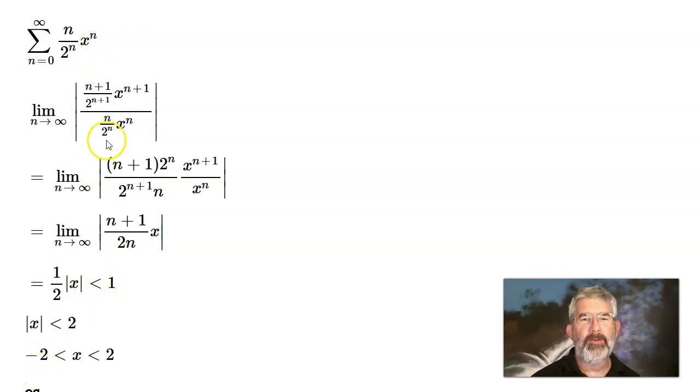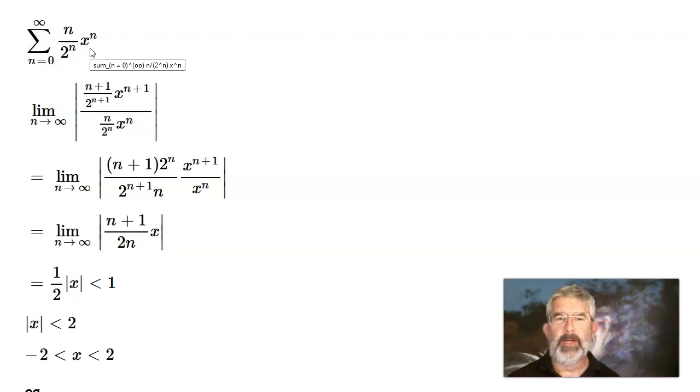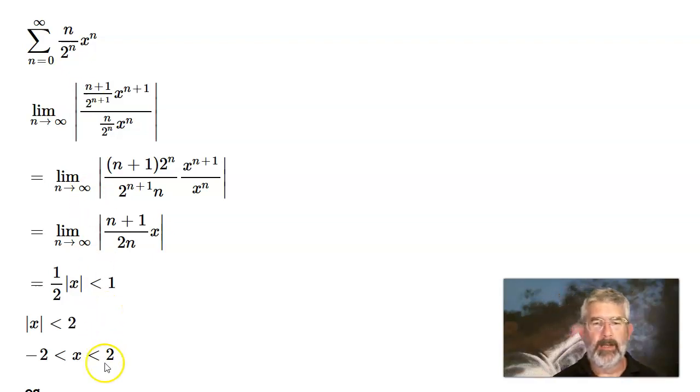Likewise, if you plug a negative 2 in, then the negative 2 to the n would be negative 1 to the n times 2 to the n. So the 2 to the n's would cancel out, and what you get is an alternating 0 minus 1 plus 2 minus 3 plus 4 minus 5 plus 6, and that also diverges. So the endpoints are not included here, and it diverges on the endpoints. There are times when it will actually converge on the endpoints, but not today.